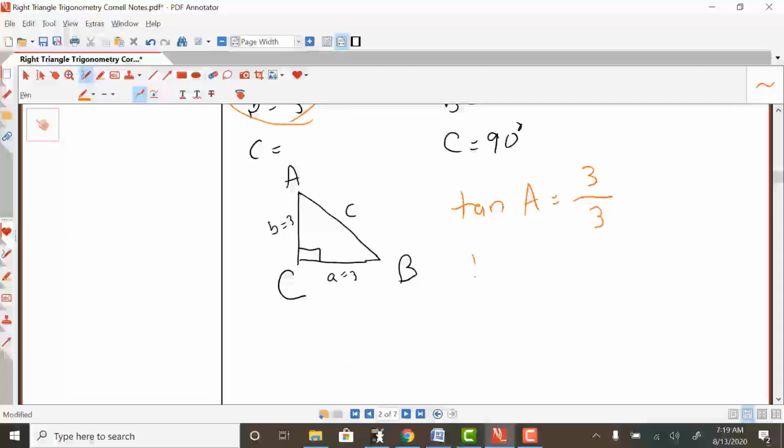Well, we can simplify this further because 3 over 3 is 1, right? All right, this is going to be special and different than last problem. In order to find the angle, we have to do what's called an inverse function.